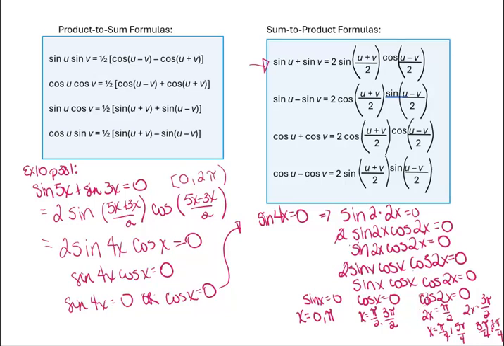X is equal to 0, pi, pi over 2, 3 pi over 2, pi over 4, 5 pi over 4, 3 pi over 4, and 7 pi over 4. That's not in order. But if I were to go back over here to my original, where cosine x equals 0, I'm still going to get the same answers of pi over 2 and 3 pi over 2. They're just repeats.